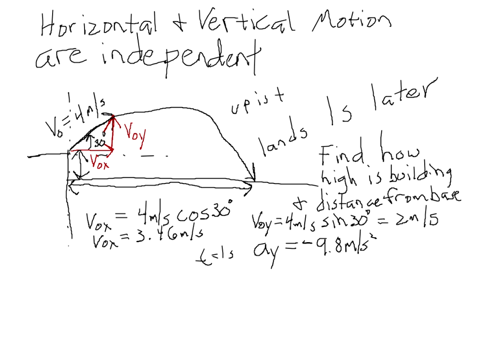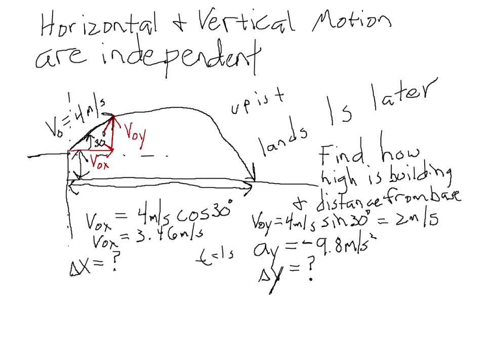What we're looking for is how high is the building. We'll call that delta y. Now, in Chapter 2, we called everything delta x, whether it was horizontal or vertical, but this time, since we have both a horizontal and a vertical, we'll call delta x the horizontal displacement and delta y the vertical displacement. So we're looking for delta x on the x side, and we're looking for delta y on the y side.